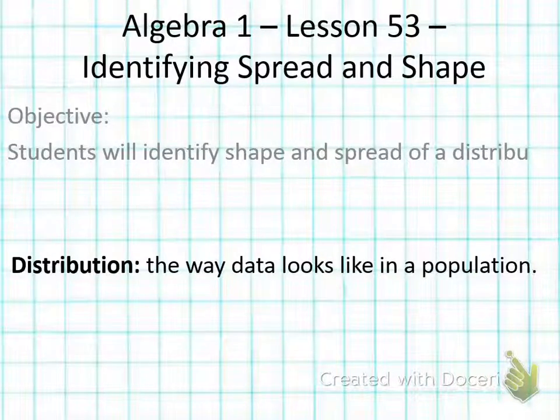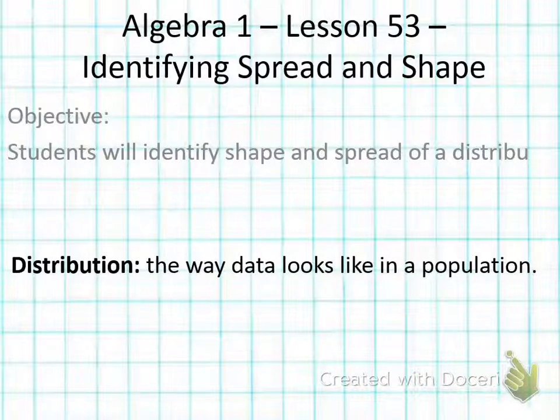Alright, this is lesson 53 for Algebra 1, identifying spread and shape of distribution. So what we're talking about today is we get data from everything, remember, and data is useless unless we make meaning from it. So one way we do that is we make histograms, or something that looks like histograms, which shows a distribution. Remember histograms? We have those bar graphs, remember that?